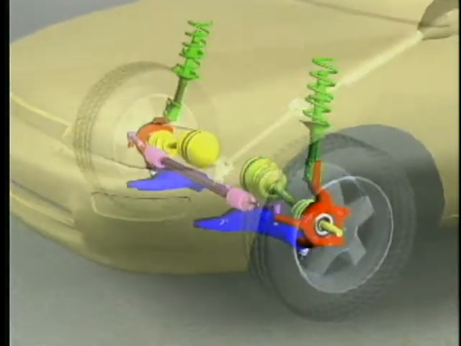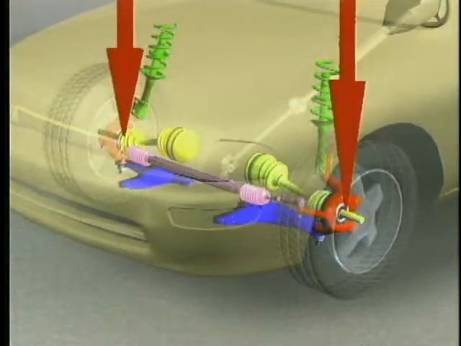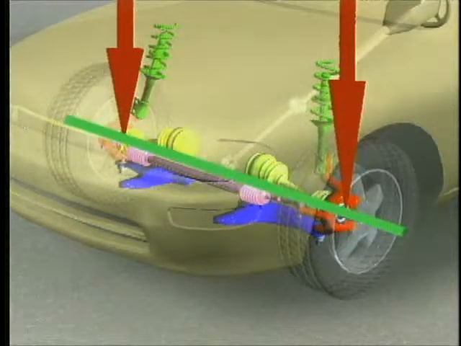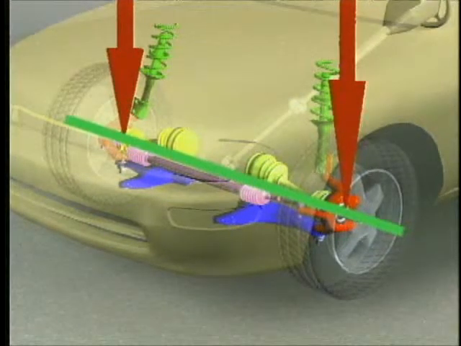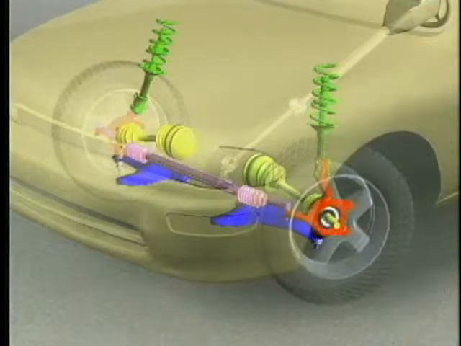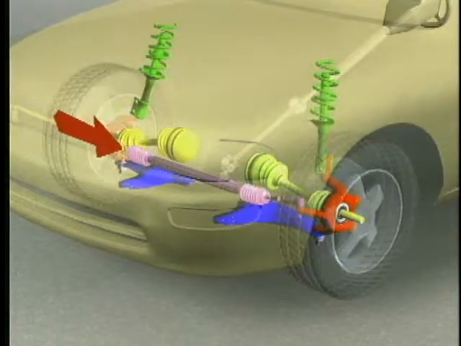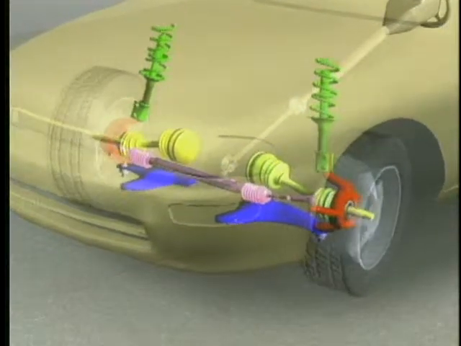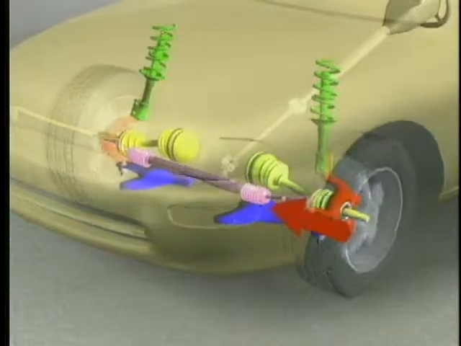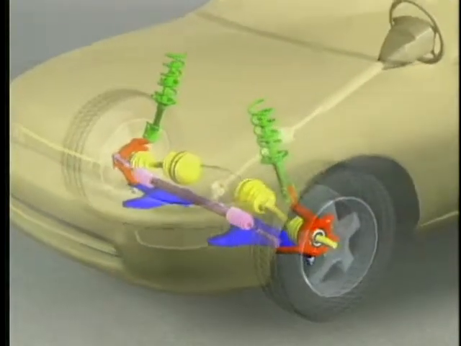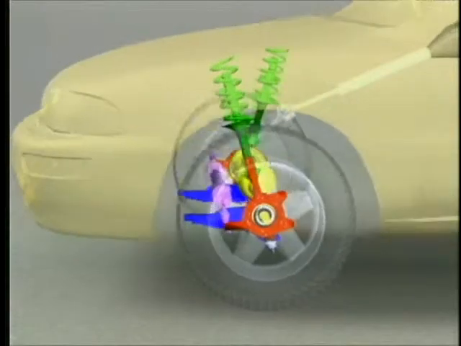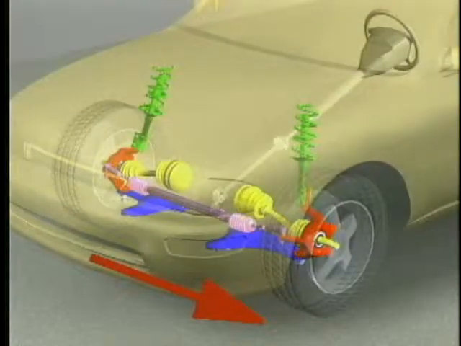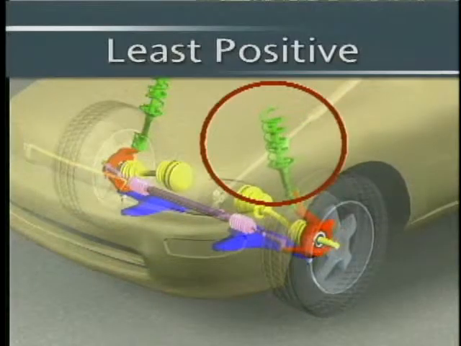By setting positive caster, vehicle weight helps hold each spindle in a straight-ahead position. During steering, this same load helps push the spindles back to straight ahead. If there is a large side-to-side error, it creates a steering force towards the side with the least amount of positive caster.